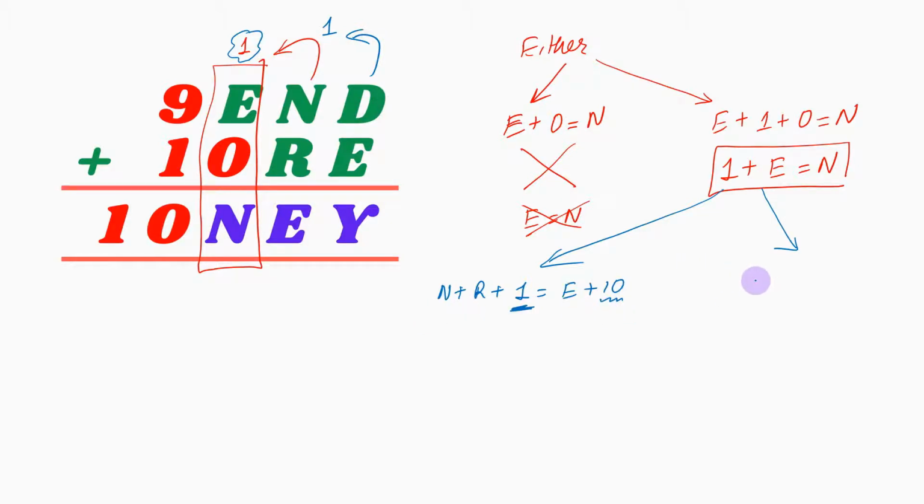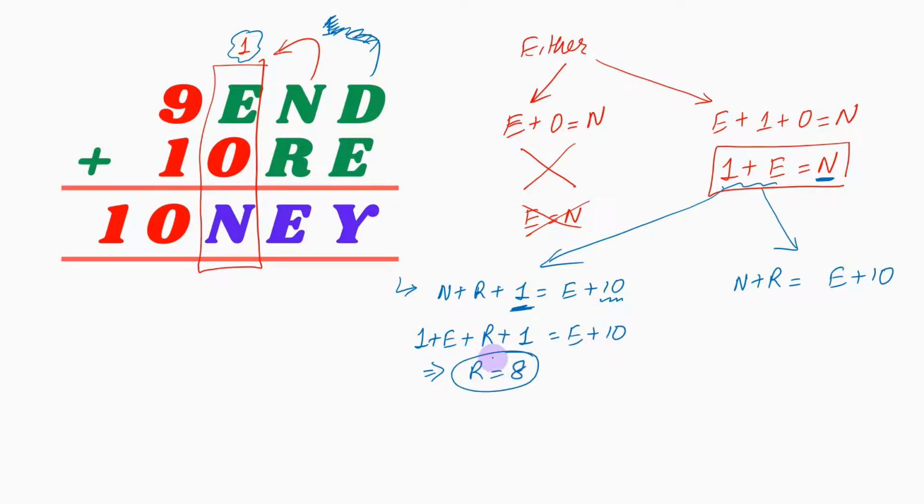So either we can have this case, or we can have the case that N plus R is equal to E plus 10, which simply implies that there is no carryover over here, okay? Now if we take the first case, substituting the previous value of N, that is 1 plus E over here, we get 1 plus E plus R plus 1 is equal to E plus 10, which simply implies that R is equal to 8, okay?